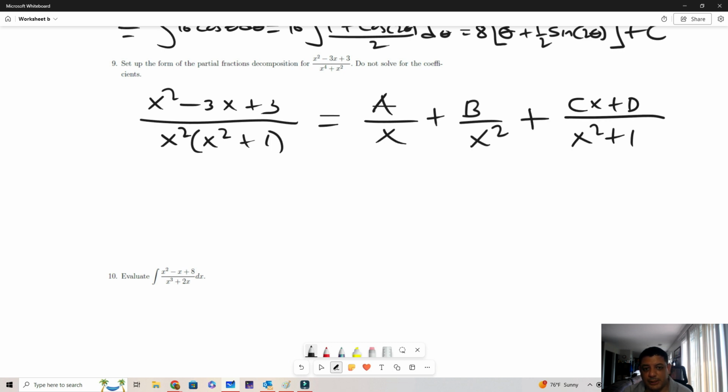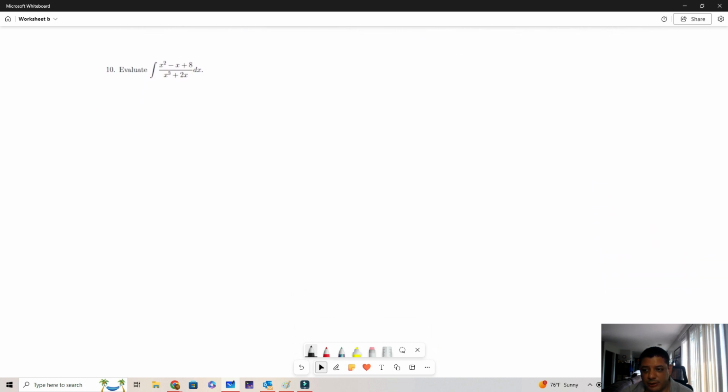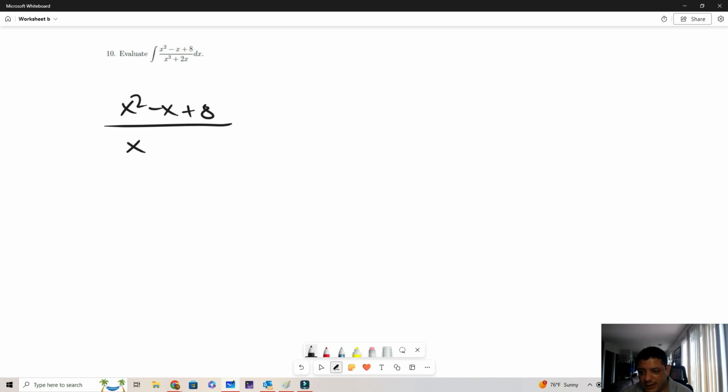And so this will be the partial fraction decomposition for this piece. Notice that we don't want to solve the coefficients, so this is where the exercises end. Now, we can go ahead and do this decomposition for this one to evaluate this integral. We have (x squared minus x plus 8) over (x cubed plus 2x). I'm going to factor that out, and this is going to be x times (x squared plus 2).